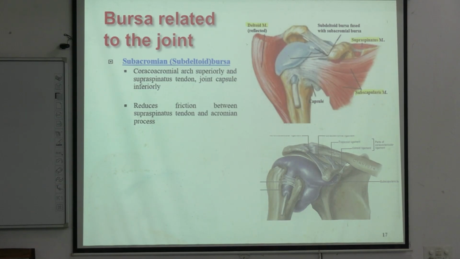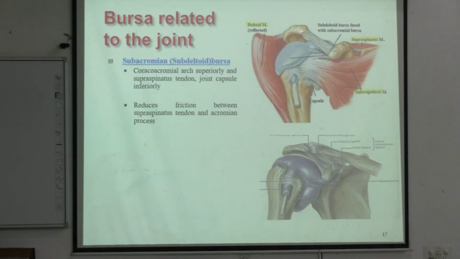Where is it placed? In the shoulder joint region. Where exactly in the shoulder joint? Between the acromial process above and the floor, which is the supraspinatus tendon that makes this rotator cuff. That means it is outside the rotator cuff. Clear or not? So this is one bursa, present between the acromial arch and the supraspinatus tendon. Its function is to reduce friction between the supraspinatus tendon and the acromial process. So whenever the joint is rotating, this limits the friction, like a pillow placed over the friction place.